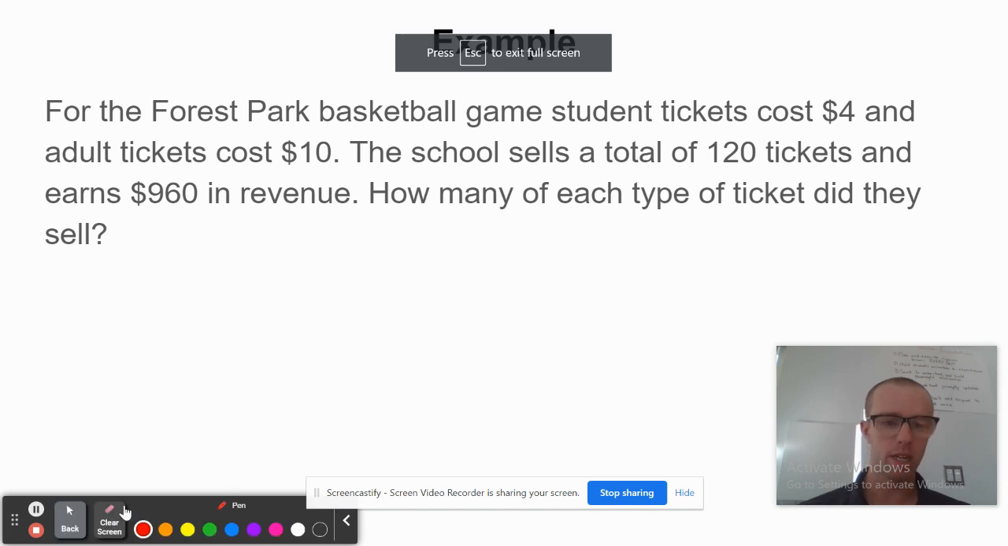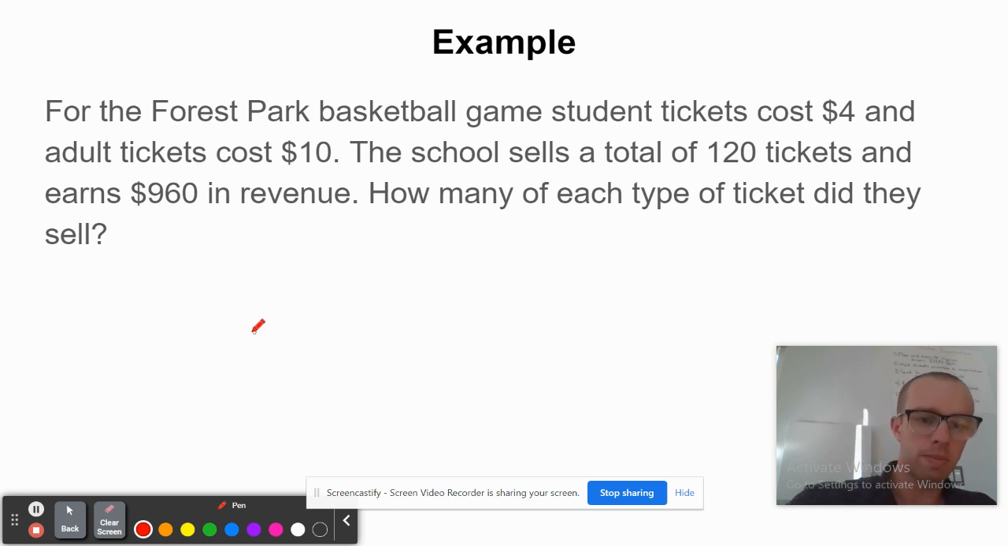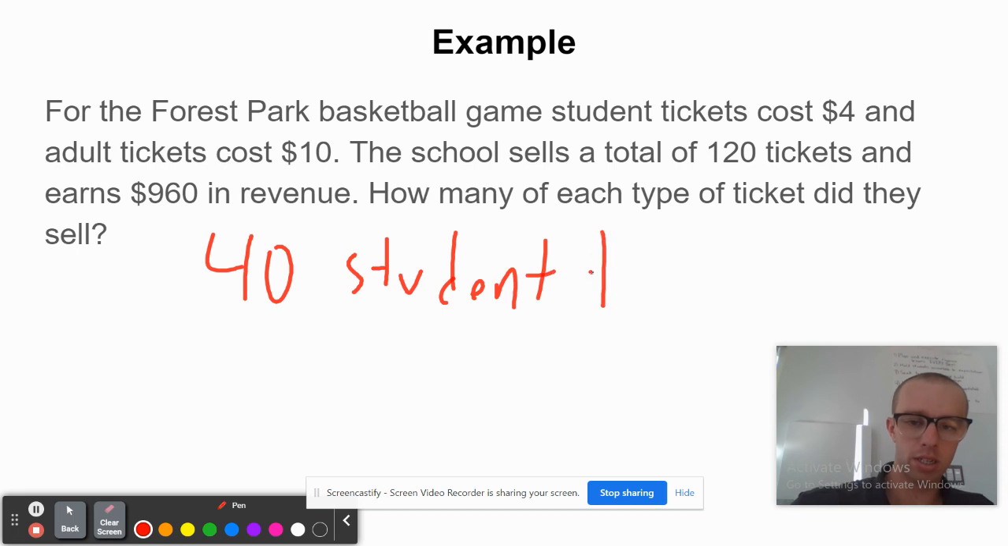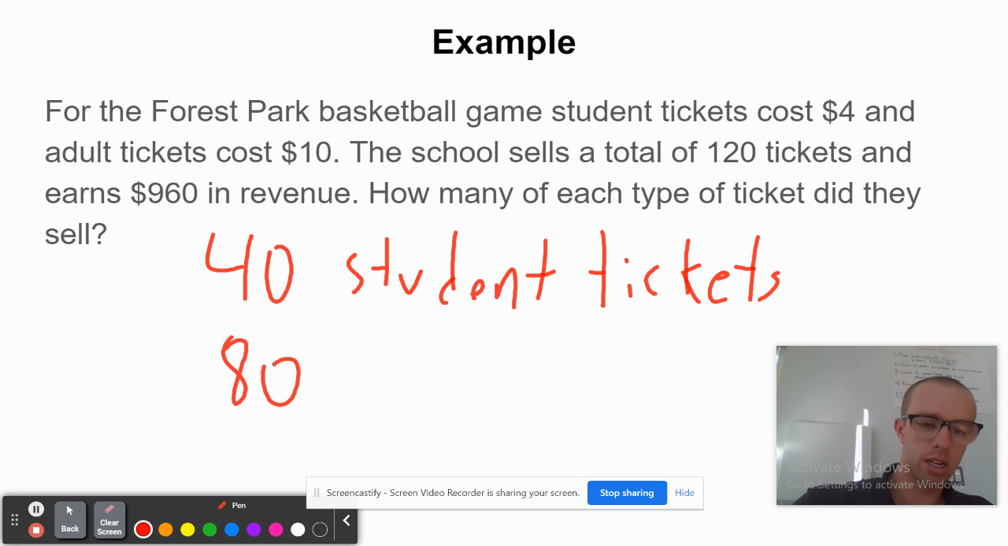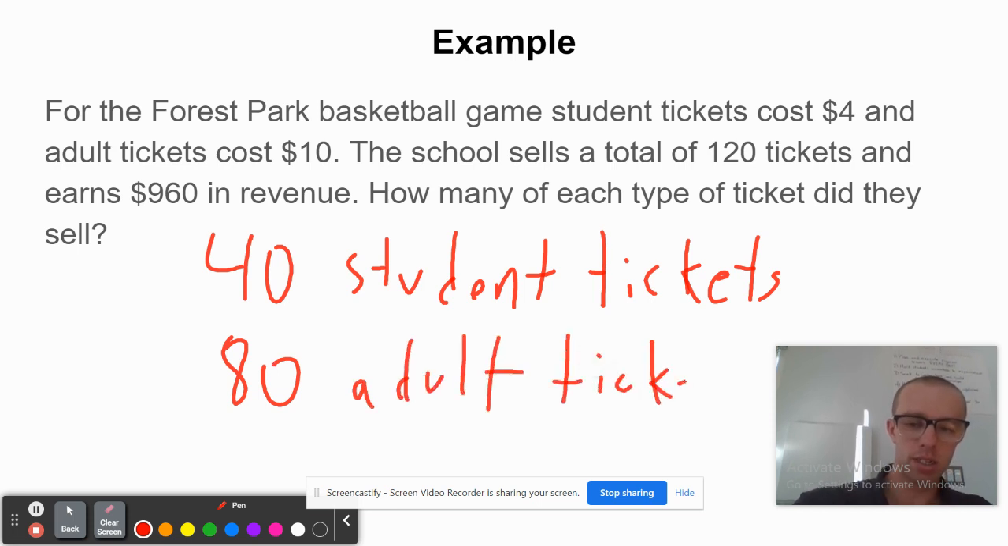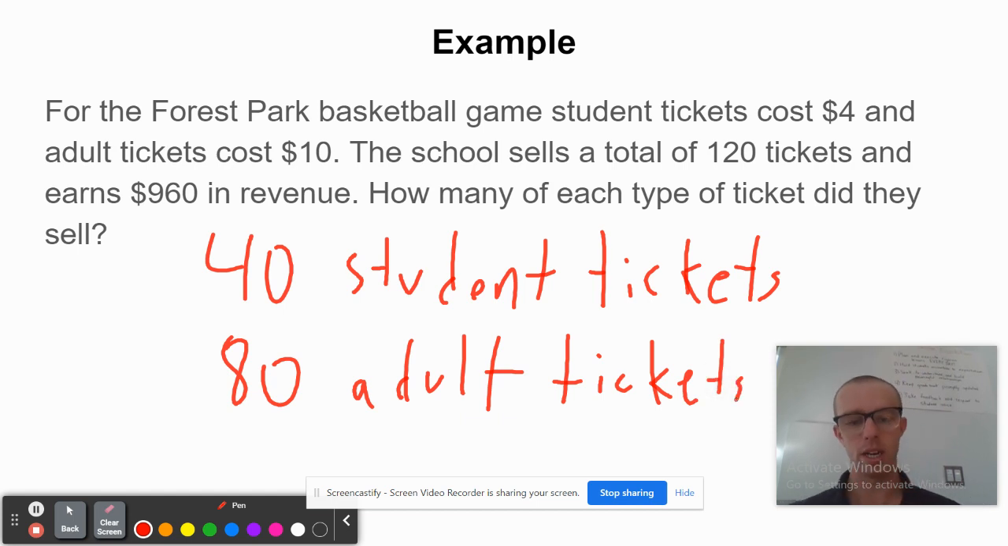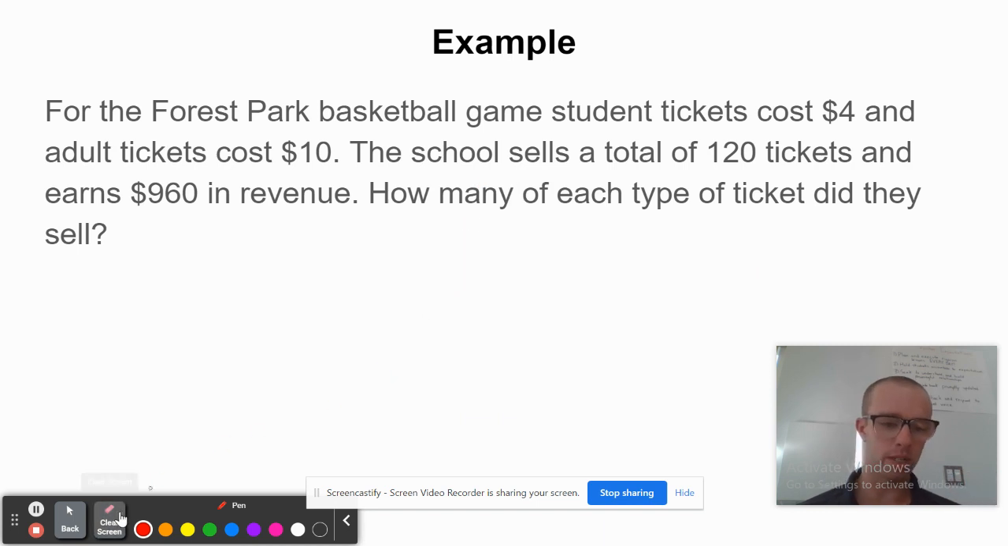Dang. All right. But I now have my answer. My answer is 40 student tickets and 80 adult tickets. All right. And so we created the equations, and then we used Desmos to solve.